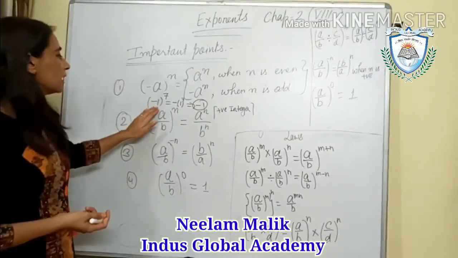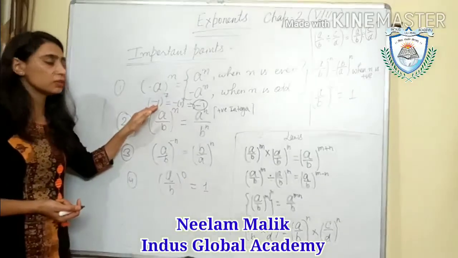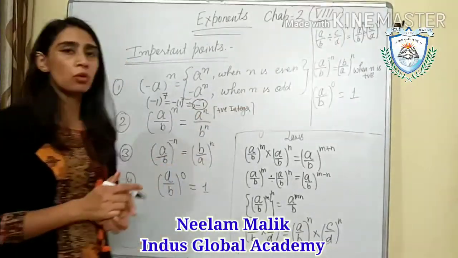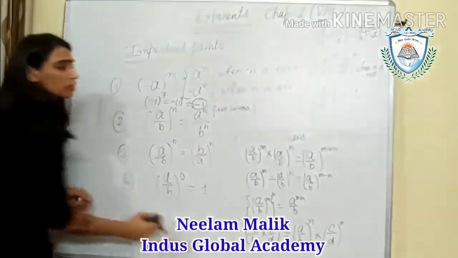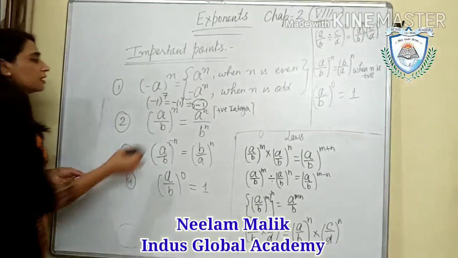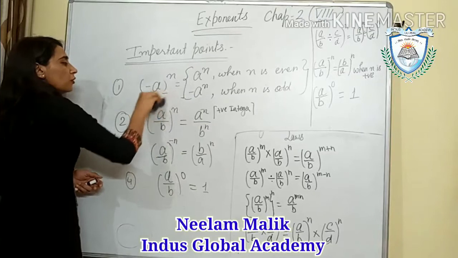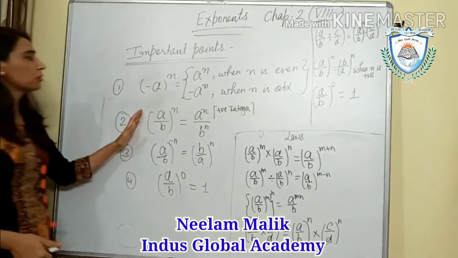It can be anything, any negative integers. We are not talking about only 1 here. It will be -2, -3. So when n is odd, our answer will be negative, and when the power is even for a negative number, then our answer will be positive.